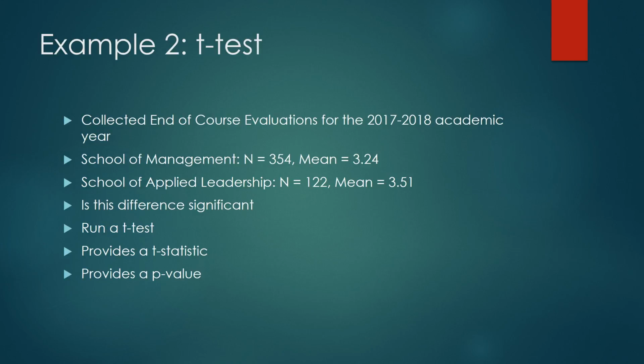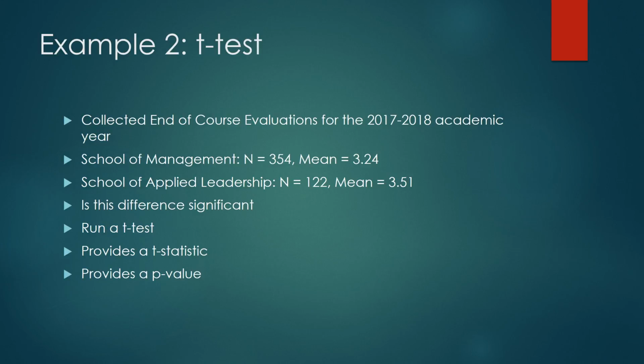T-test. T-test, remember, we're comparing two groups. So one group to another group, are they statistically significantly different? Here's a real-world example that we just did. We collected end-of-course evaluations at CU for the 2018 to 2019 academic year. These numbers, by the way, are fictitious. I just made them up, but they illustrate our purpose.